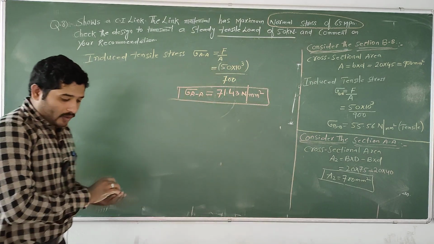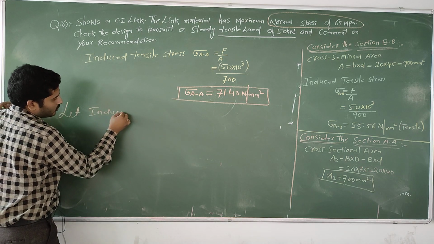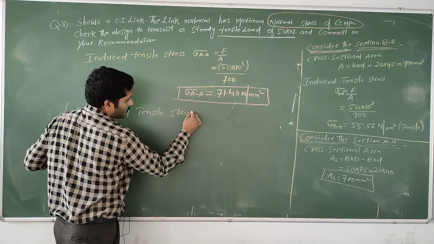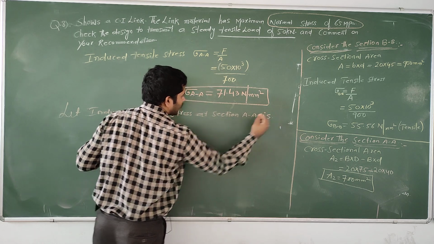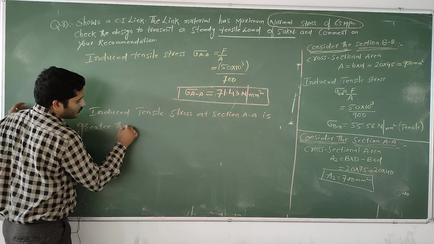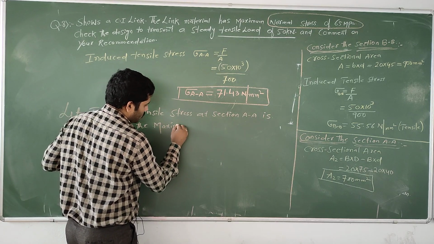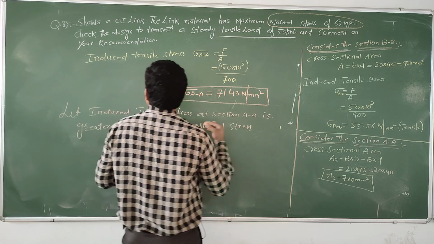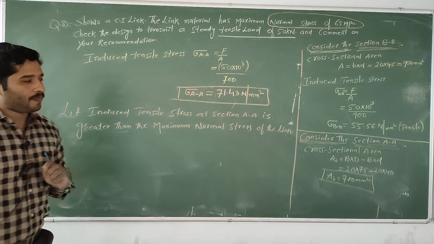Then we have to write down here: induced tensile stress at section A minus A is greater than the maximum normal stress of the limb. That is your answer.